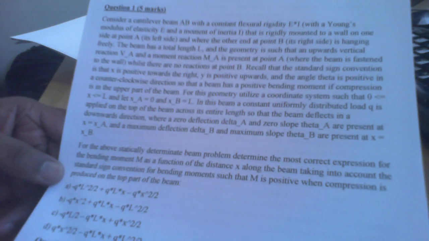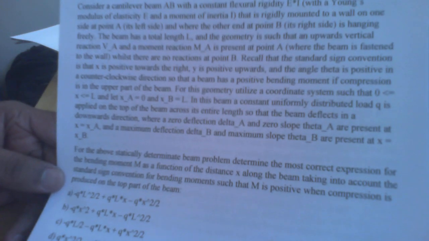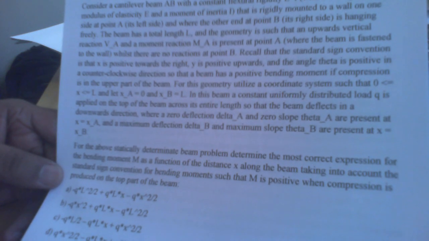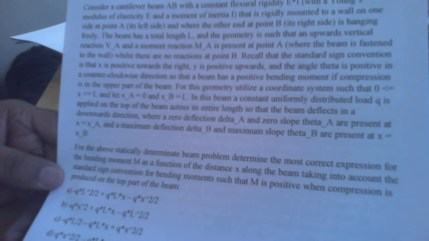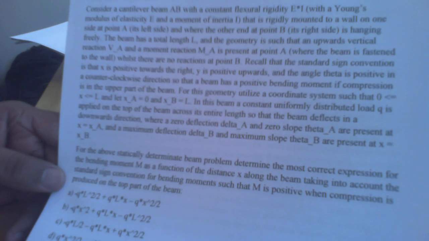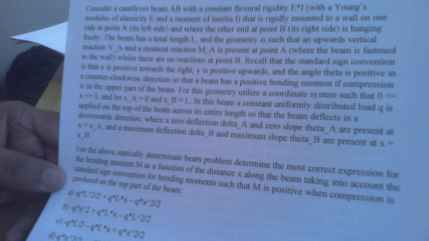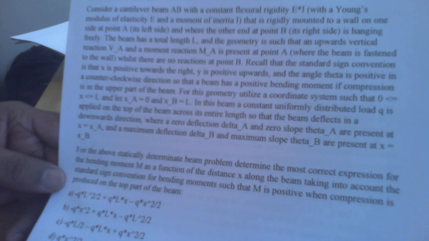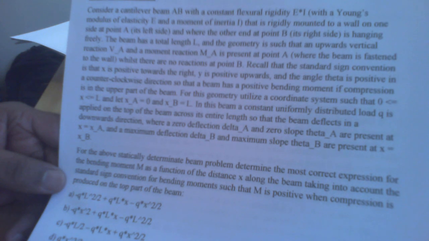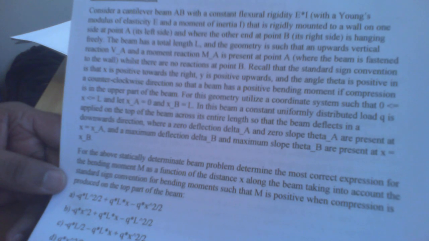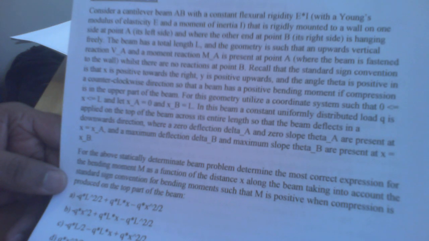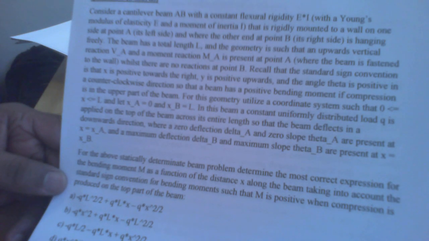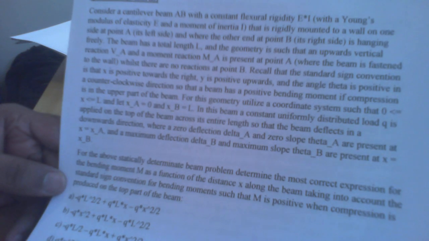The question reads as follows: consider a cantilever beam AB with a constant flexural rigidity EI, with a Young's modulus of elasticity E and a moment of inertia I, that is rigidly mounted to a wall on one side at point A, its left side, and where the other end at point B, its right side, is hanging freely. The beam has a total length L, and the geometry is such that an upwards vertical reaction VA and a moment reaction MA is present at point A, where the beam is fastened to the wall, whilst there are no reactions at point B.